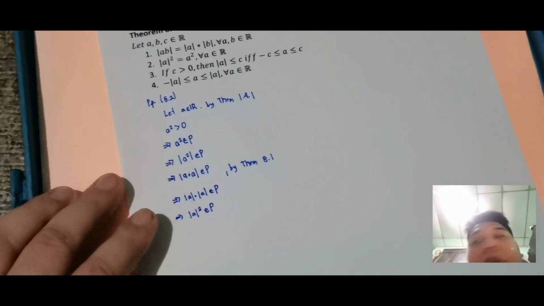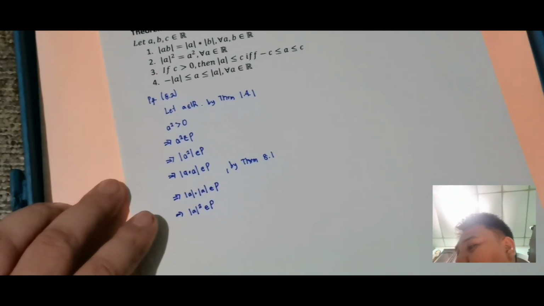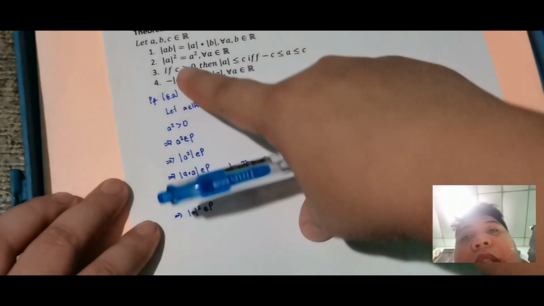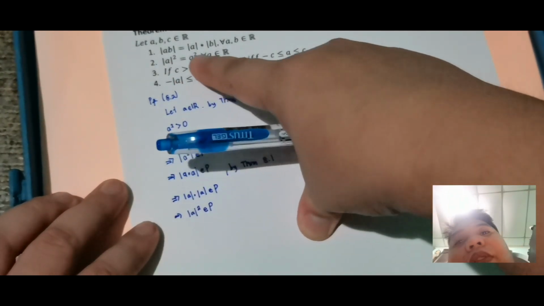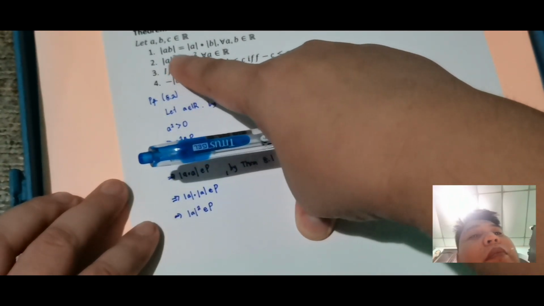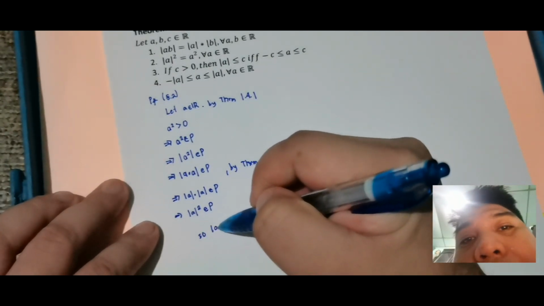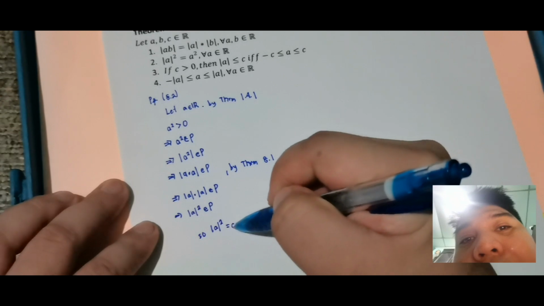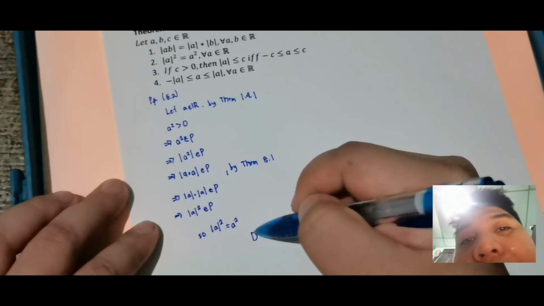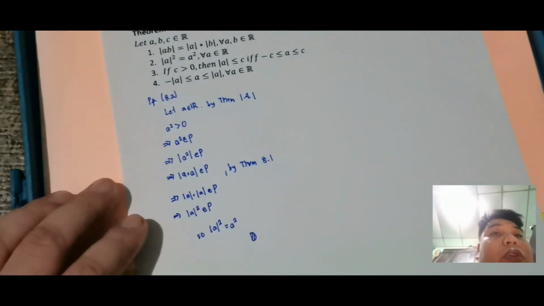Okay, so, meaning, what did sir get? Sir got this part. Okay, I started with A squared, and I arrived there. So therefore, the absolute value squared is equal to A squared. And this is that. Okay, I got it.